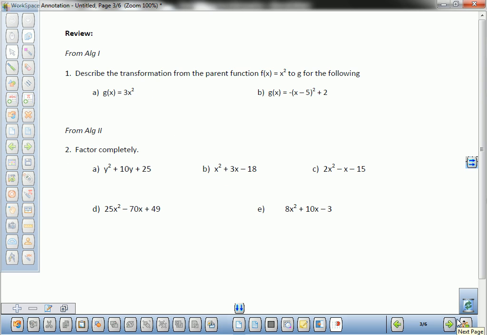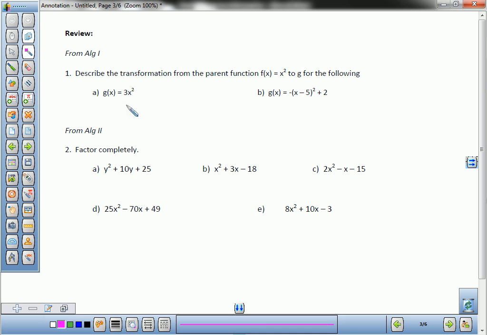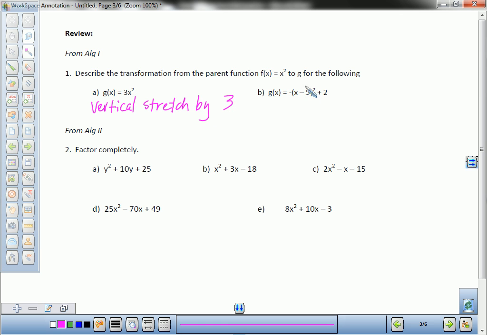All right, let's take a look at the back now. I want to talk about these transformations. For the first one, if we're describing the transformation on the function, this is just a vertical stretch. That multiplying by 3 causes a vertical stretch by a factor of 3. Okay, this one has some shifting going on. This one shifts left 5, up 2, and it is reflected. That negative out in front causes a reflection over the x-axis.